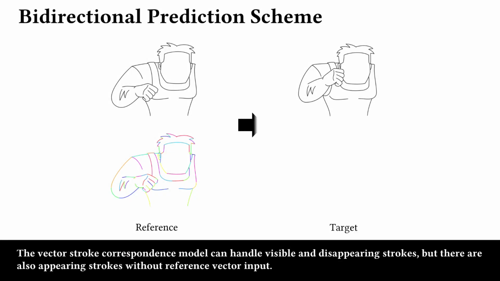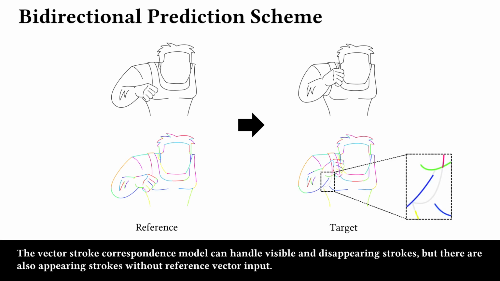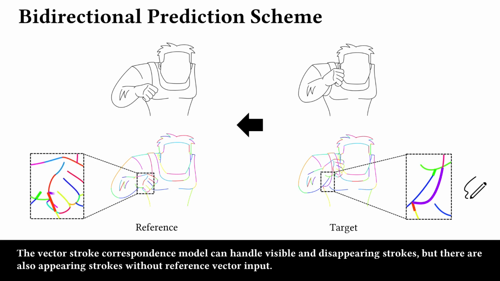The vector stroke correspondence model can handle visible and disappearing strokes, but there are also appearing strokes without reference vector input. We introduce a bidirectional prediction scheme by manually drawing the missing strokes, and then applying the vector stroke correspondence prediction in a reverse direction. This handles disappearing and appearing strokes in a unified manner.